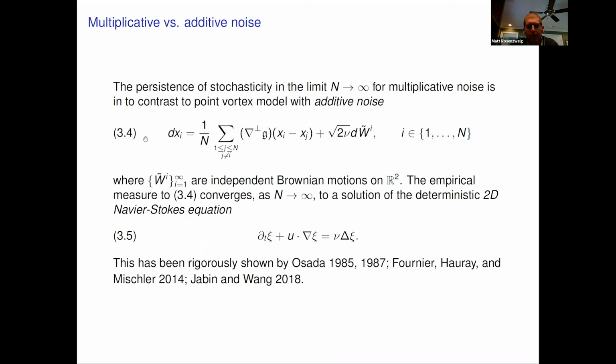If we consider instead this system given by 3.4, and then study the convergence of its empirical measure, it converges to a solution of the deterministic 2D Navier-Stokes equation given in 3.5. And this has been rigorously shown by a number of people, beginning with Osada, and then Fournier, Hauray, and Mischler, and then most recently by Jabin and Wang. Okay, so that's where additive noise leads to a deterministic mean field PDE, but in the multiplicative noise setting, we have a stochastic mean field partial differential equation.